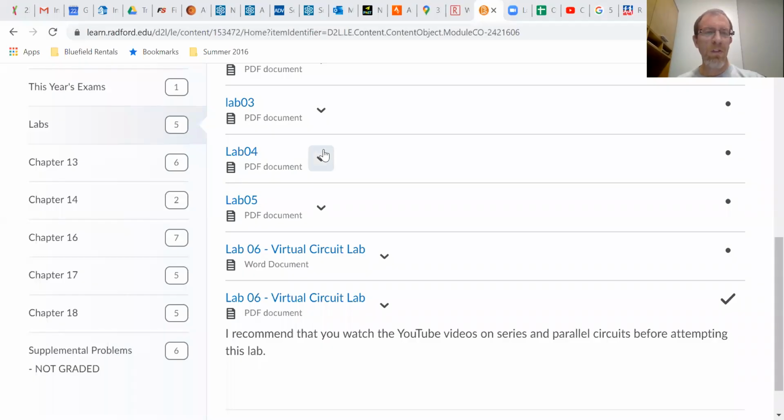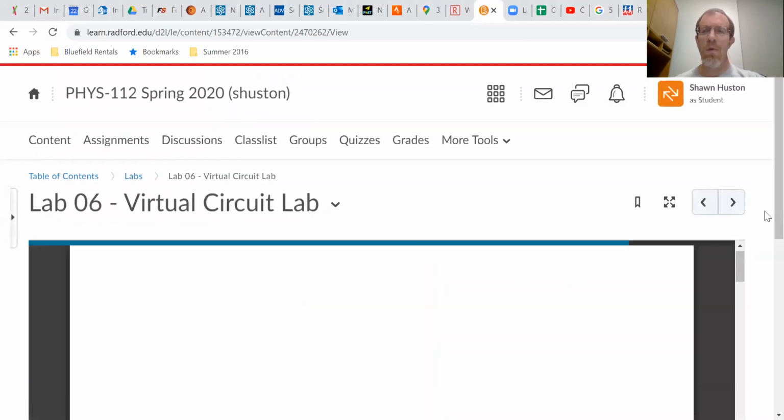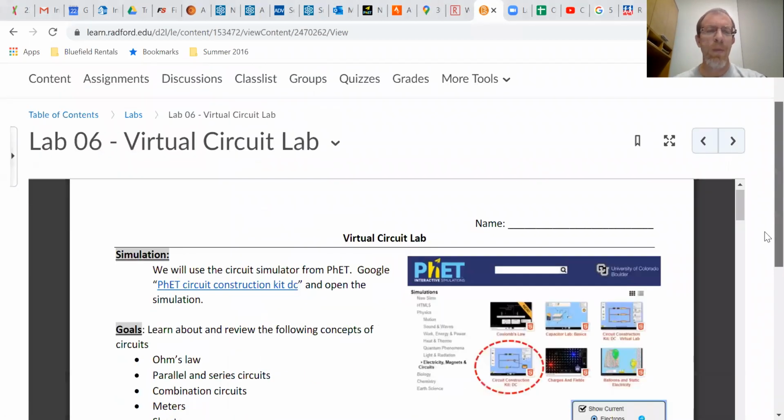If you look in D2L underneath the labs folder, there's two different versions of this Lab 6. One's a Word document, one's a PDF document. You can use whichever one's best for you. I will caution you, sometimes on the Word documents, the figures can get moved around. So I would recommend only using that one if you have a specific app that you want to use to maybe edit it or something like this with the Word document.